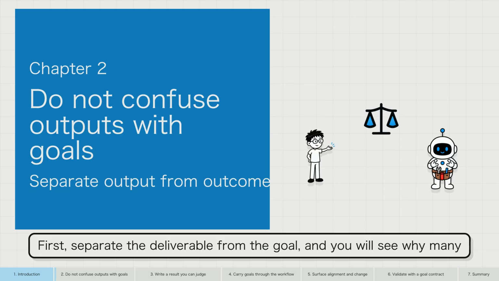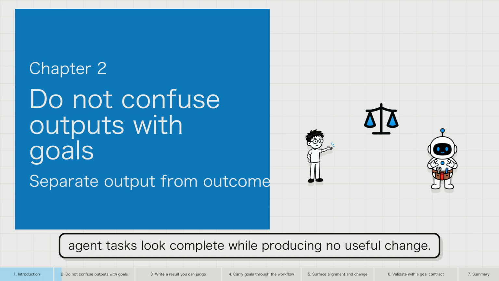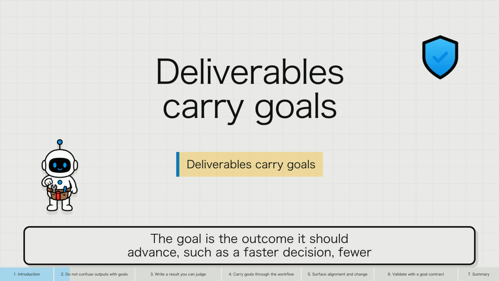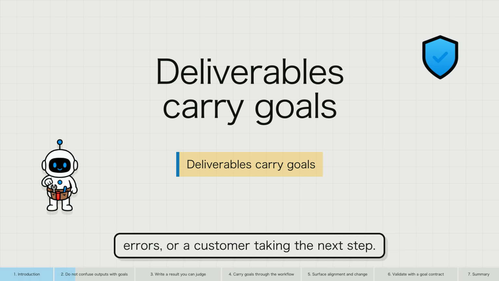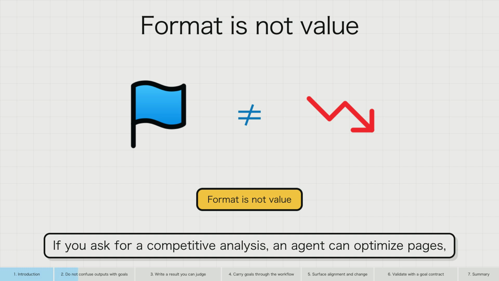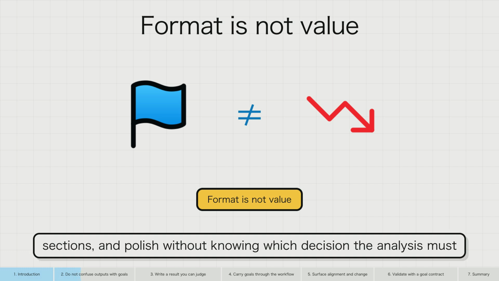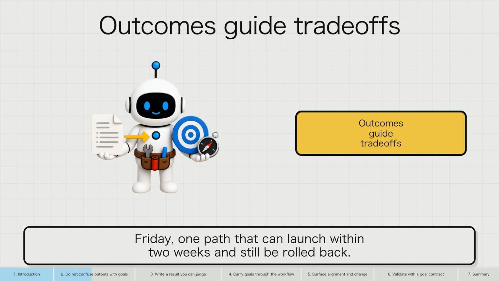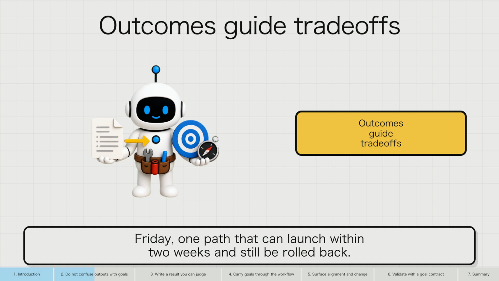First, separate the deliverable from the goal, and you will see why many agent tasks look complete while producing no useful change. A deliverable is the report, code, meeting notes, or email. The goal is the outcome it should advance, such as a faster decision, fewer errors, or a customer taking the next step. If you ask for a competitive analysis, an agent can optimize pages, sections, and polish without knowing which decision the analysis must support. A clearer assignment is to compare 3 options so the team can choose, by Friday, one path that can launch within 2 weeks and still be rolled back.